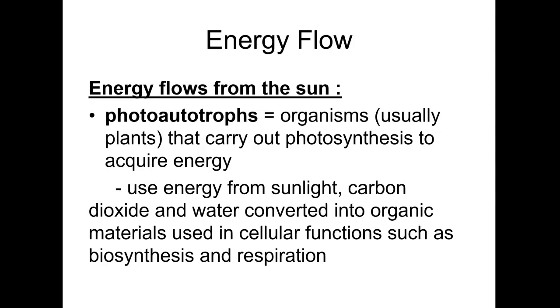Energy flows from the sun into other organisms using photoautotrophs. Those are organisms that are able to capture the sunlight and create their own food. These are going to be things like plants. And so they're going to carry out photosynthesis to acquire this energy.